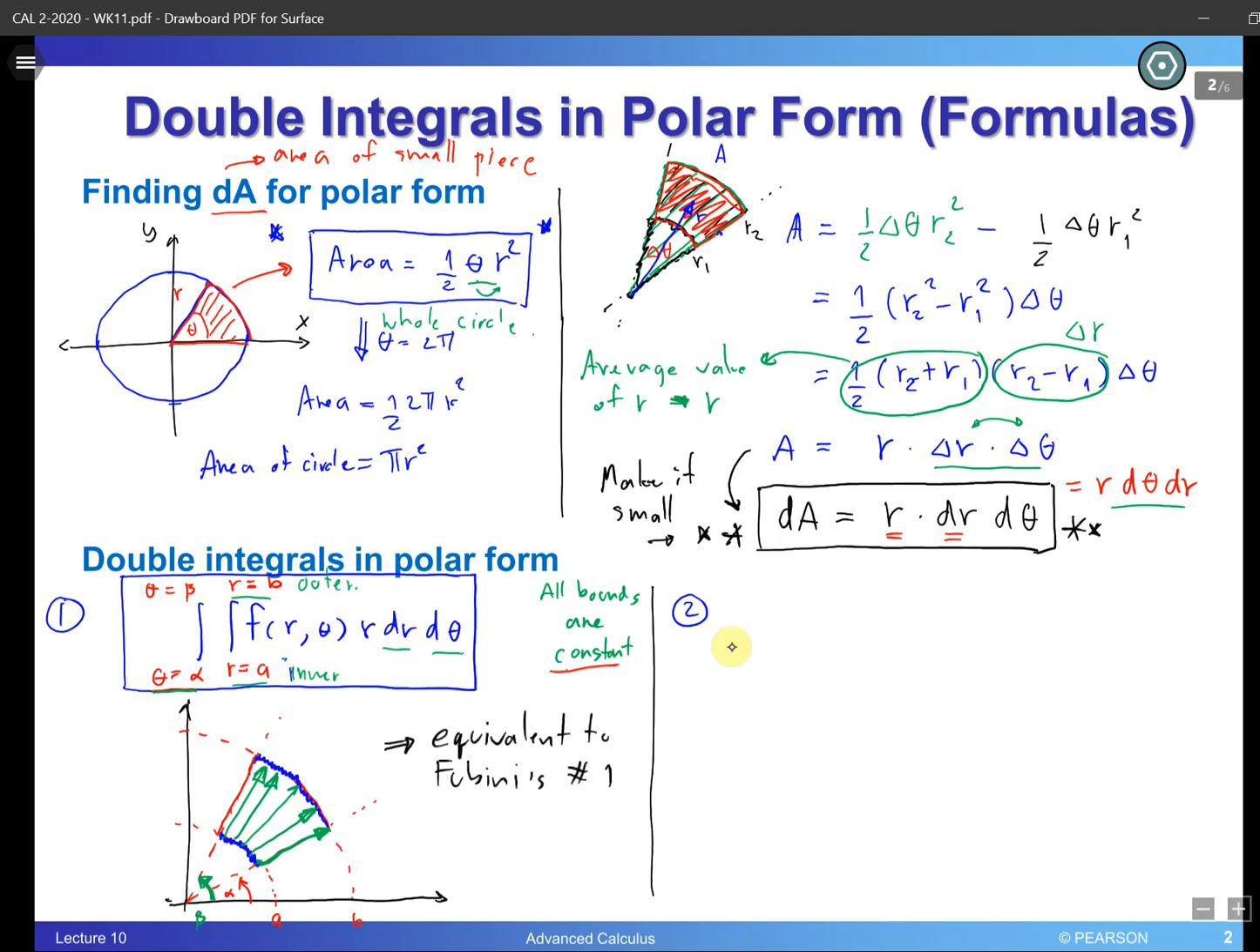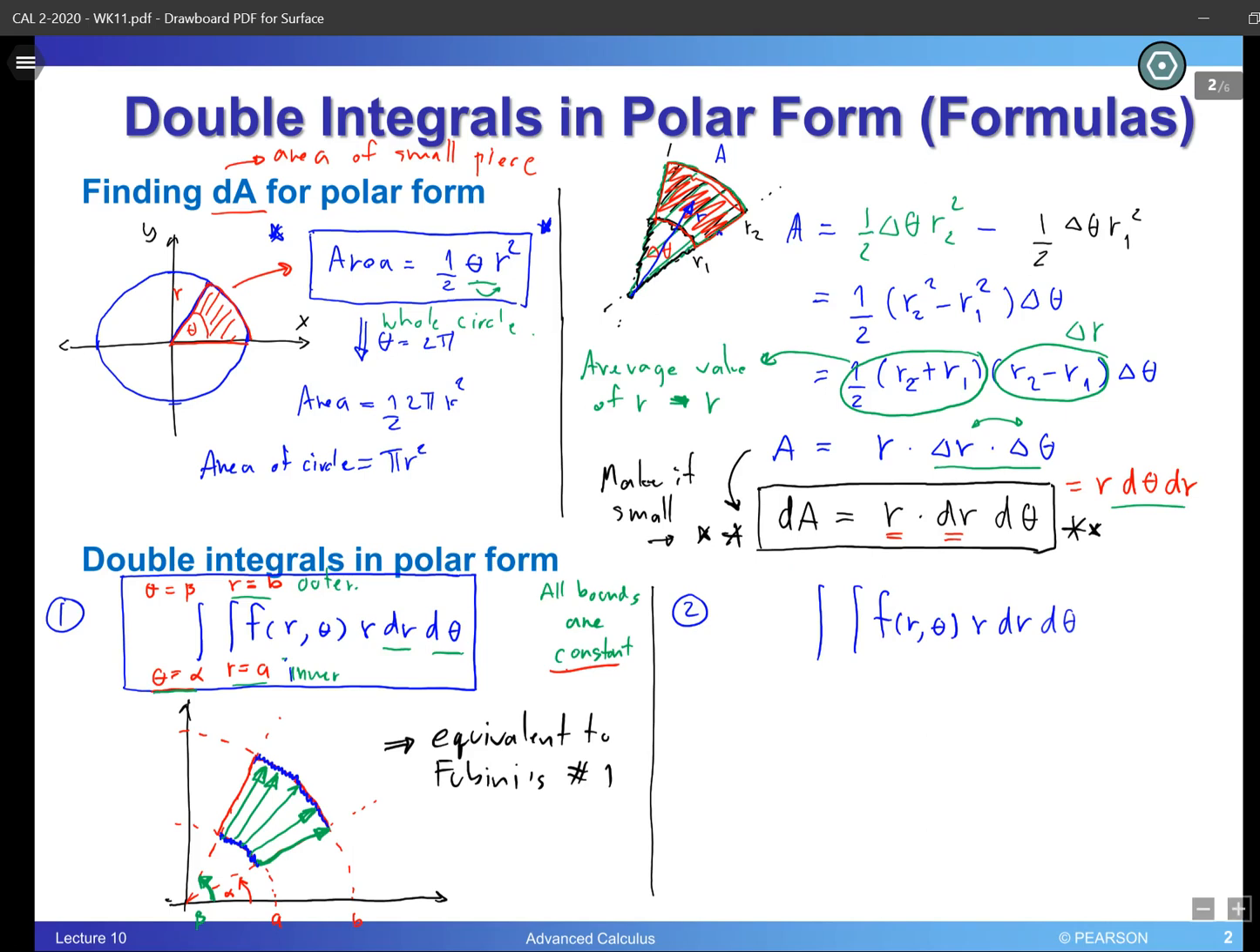Now let's take a look at the second variation of the double integral in polar form. Once again, it's going to be double integral, and once again, same function of r and theta. And dA, of course, it's equal to r dr d theta. Now for this variation, it's going to be a little bit more complicated. Instead of having a constant r, we are going to have radius that is variable. The value of the radius is going to change along the integration.